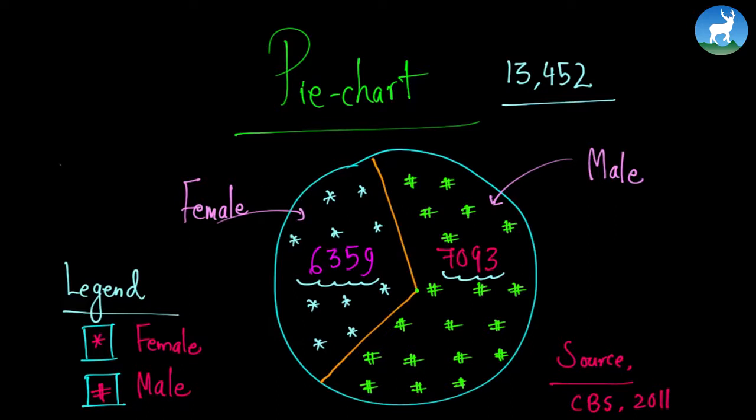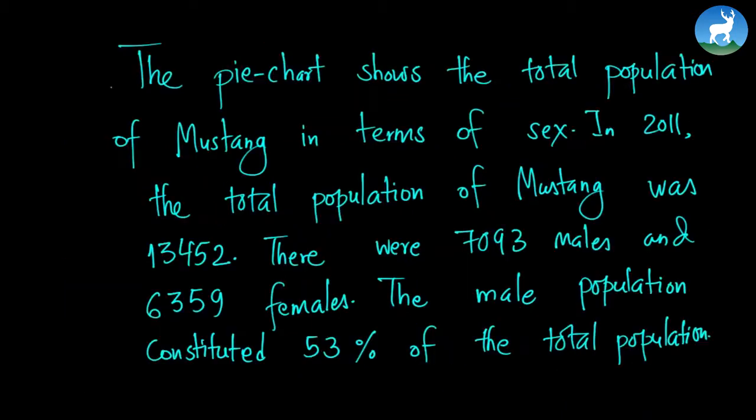How would you interpret this? That is the question. Now the question is to interpret this. How would you do that? How would you analyze this? You would do this by writing a paragraph on it. Can you do that? So let's try writing a paragraph on this pie chart. This is the tentative paragraph about the pie chart.